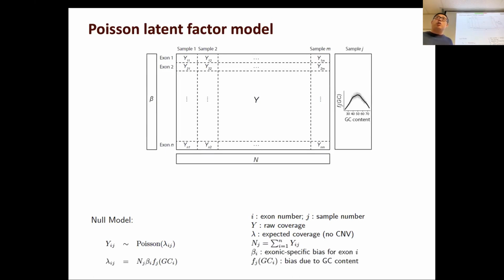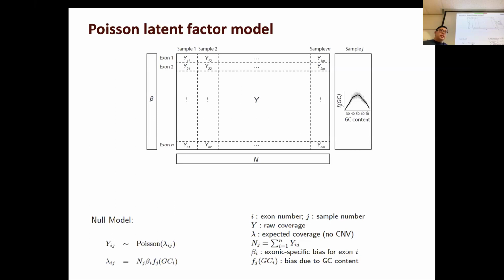The lambda is decomposed into different components. The first component, N_j, for sample j, is what I mentioned: how much you want to sequence each individual. It basically tells us the total number of reads per individual, how much money you want to devote to that. Beta_i is what I mentioned, the length of the exon. So the longer the exon is, the more reads will be mapped to it.